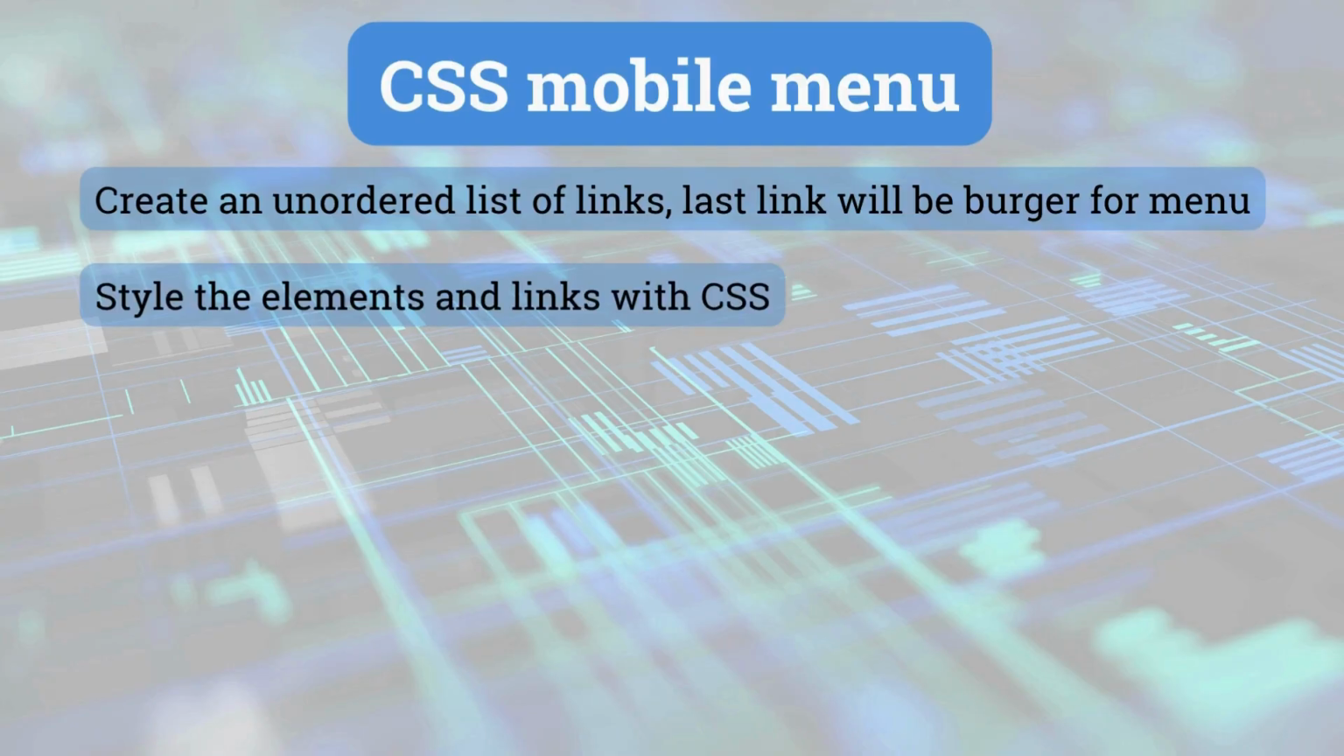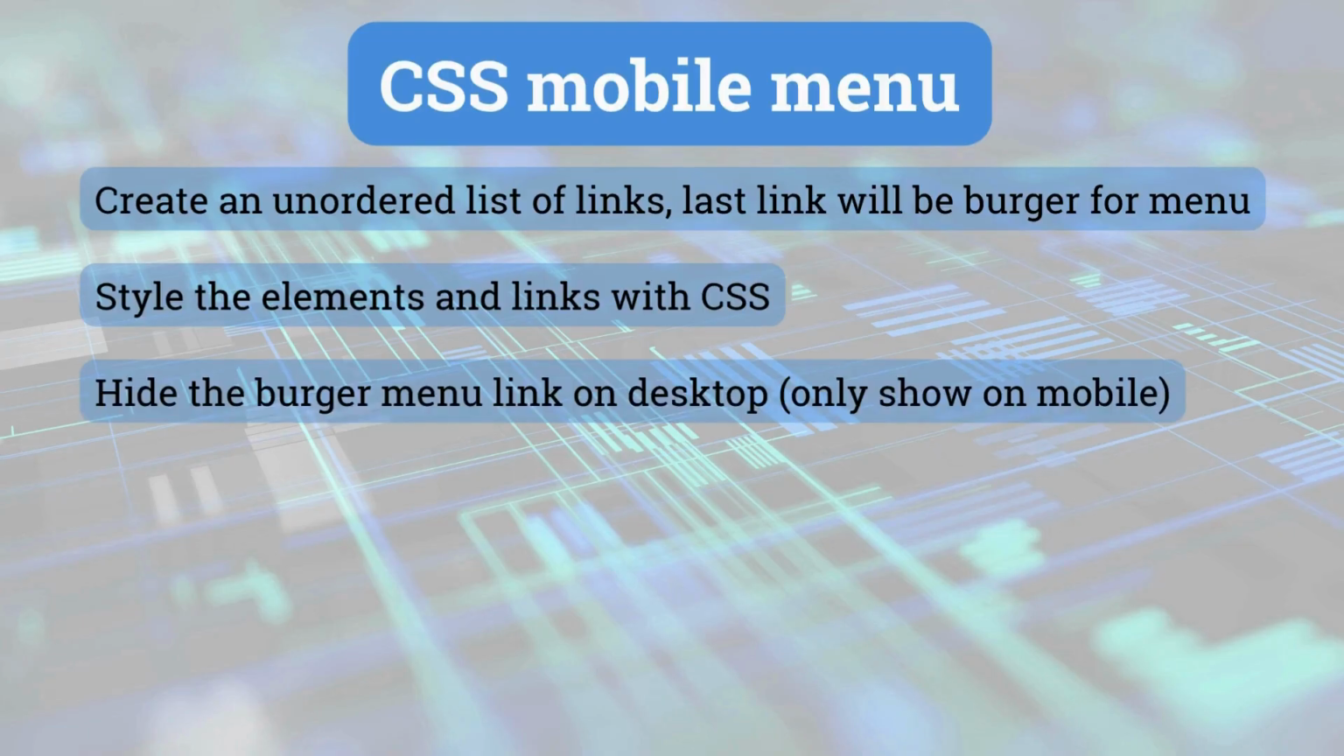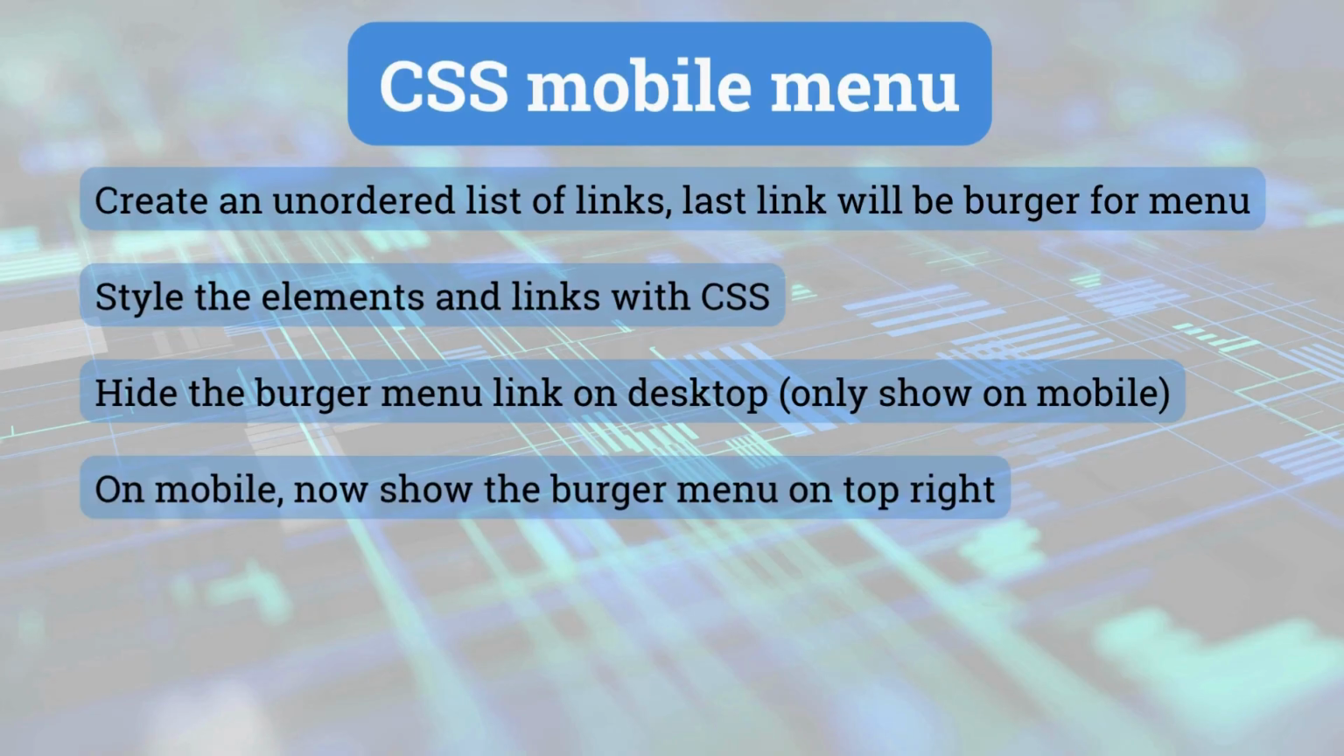We're going to style the elements and links with CSS, colors, padding and margins to make them look nice. Then the next step will be to hide the burger menu link on desktop. We only want it shown on mobile. We want the normal links to display as hyperlinks on desktop. On mobile, now we're going to show the burger menu on the top right.